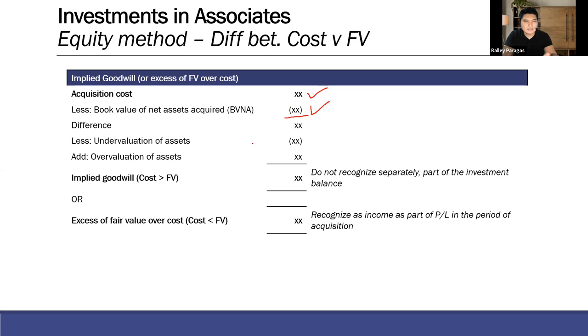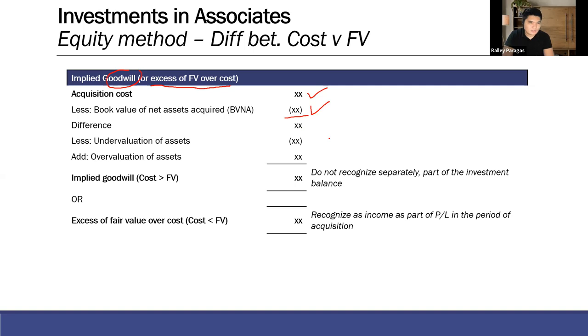Pero if you guys can recall, para makuha mo yung goodwill or yung excess of fair value over cost, you basically compare your acquisition cost versus the fair value of the net assets acquired. So since book value yung initial na ginamit natin dito, i-adjust pa natin yun using the fair value adjustment. So ito na yung mga fair value adjustments natin.